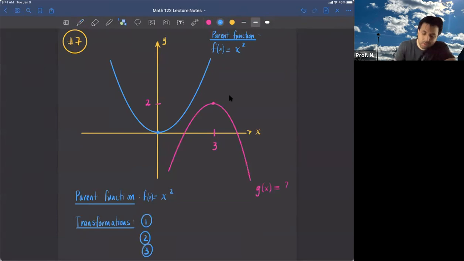So one thing I can do is I can flip this first. You see how this is opening upward, this is opening downward? So it would make sense that I would have to flip it somehow. And how do I flip it or reflect it? I reflect across the x-axis. And what's the corresponding transformation?